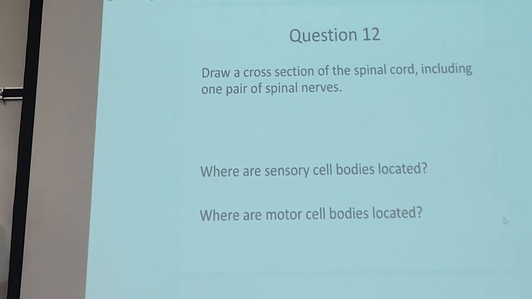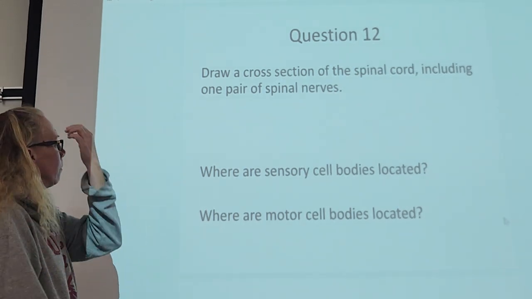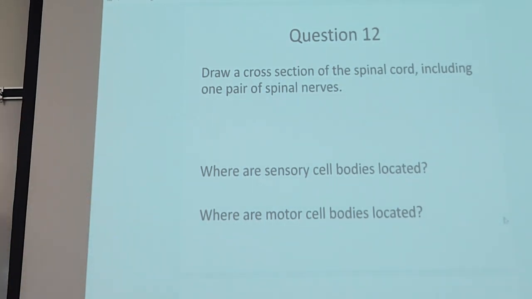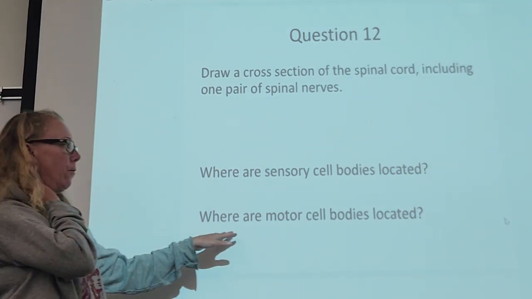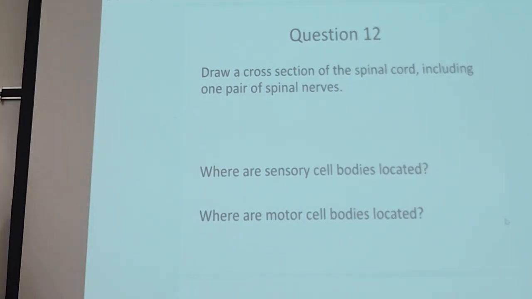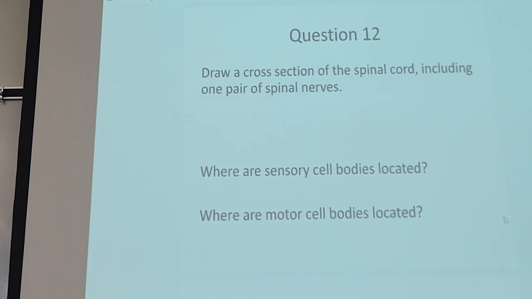Okay, I'm not going to have you draw a cross-section of the spinal cord. Don't worry about that. Where are sensory cell bodies located? In the DRG, right? Where are motor cell bodies located? In gray matter, right? So we can take this question one step further and say, where are somatic motor cell bodies found?